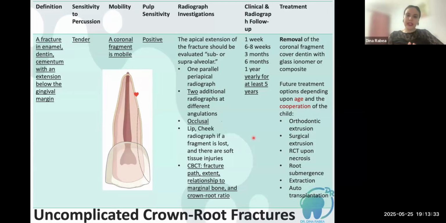We might want to check an occlusive radiograph as well. And if we have a separated fragment, which is not very likely in this scenario, we have to search for it again in the 4 places plus the soft tissue.